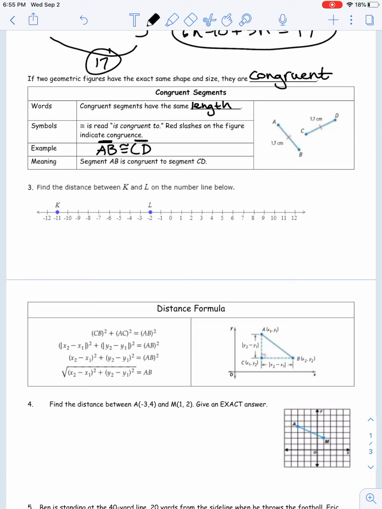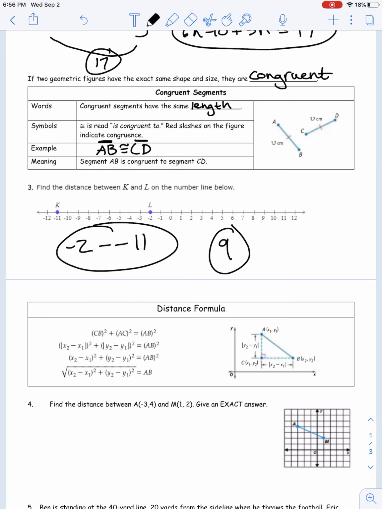All right, find the distance between K and L on the number line. This is pretty easy because you can just count, or you can figure out the difference if you take negative 2 minus negative 11, which can get you the answer there. That's going to be a positive 9. So there should be 9 spaces between those.